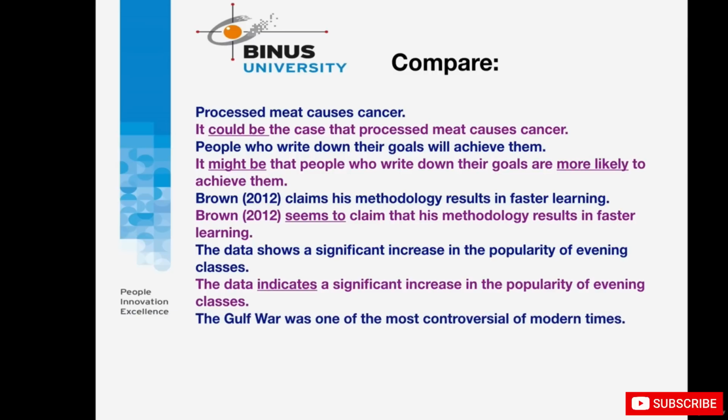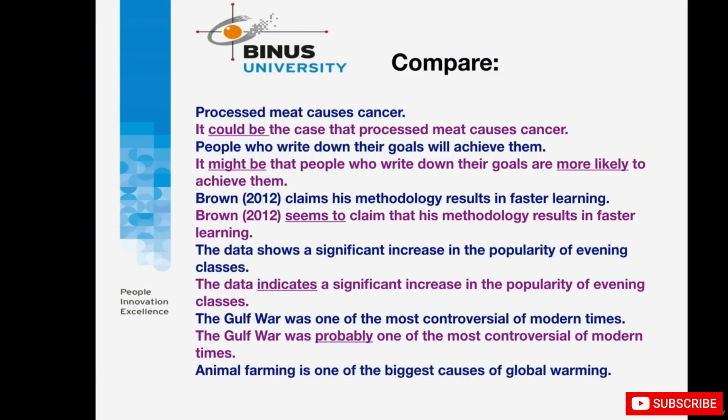Next, the Gulf War was one of the most controversial of modern times. And then, the Gulf War was probably one of the most controversial of modern times. And the final example here, animal farming is one of the biggest causes of global warming. And the same sentence using tentativeness, animal farming is conceivably one of the biggest causes of global warming.